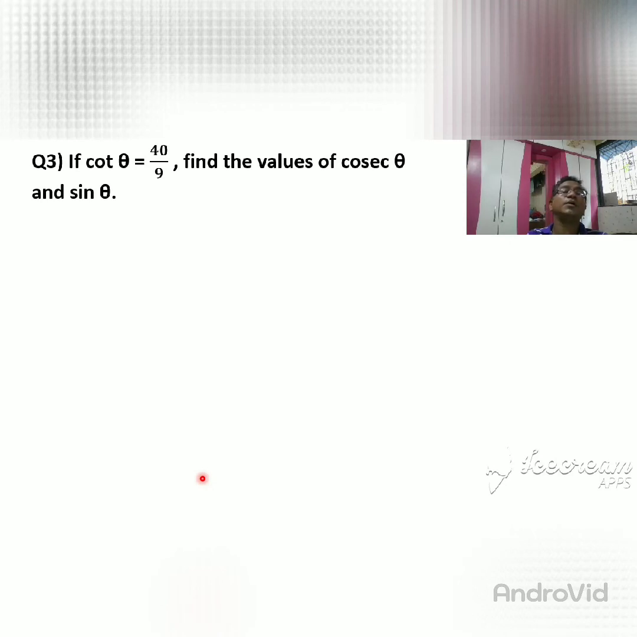Then problem number 3: cot theta. Cot theta is equal to 40 upon 9. See, this is the cot theta. Cot theta is equal to 40 upon 9. Find the value of cosec theta and sin theta.